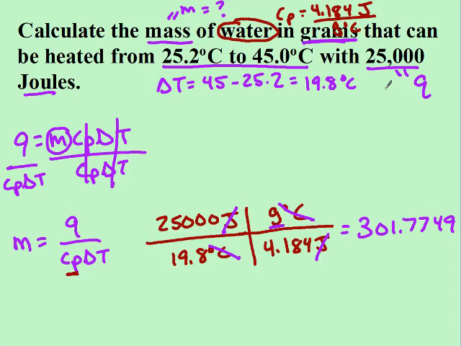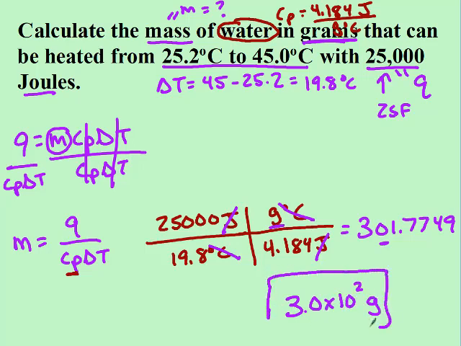My joules has 2 sig figs, so my answer should have 2 sig figs. In this problem, I have a 0 as my second sig fig, and it doesn't round up, so the only way I can get that to 2 sig figs is if I convert that to scientific notation. So 3.0 times 10 to the second grams.